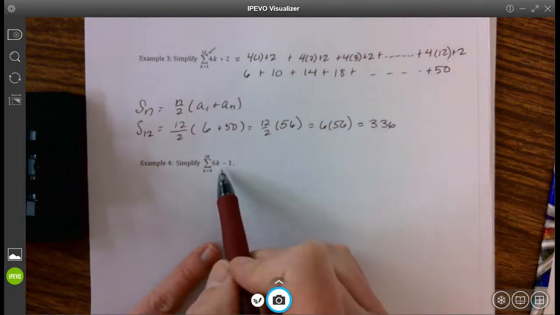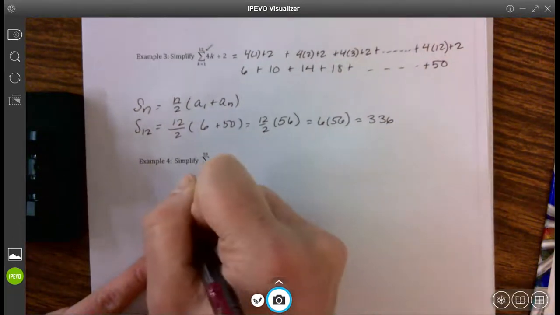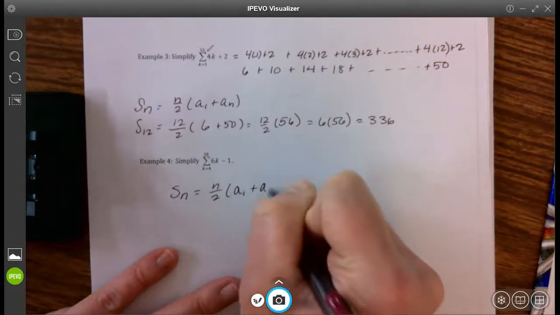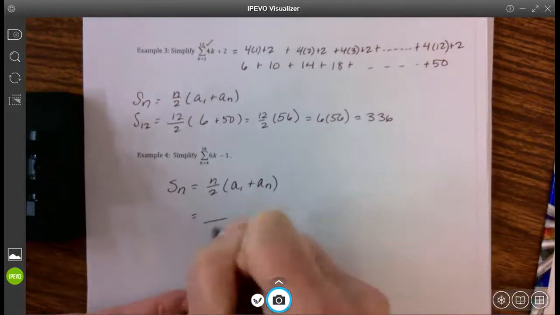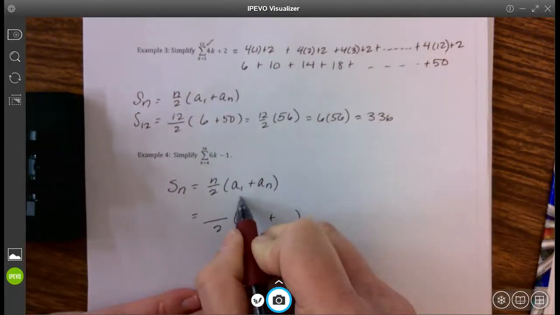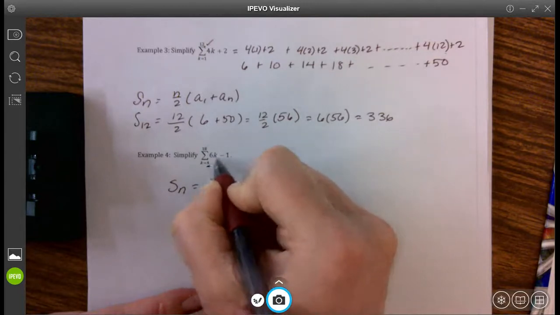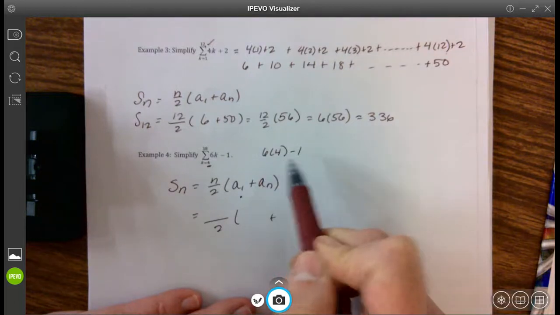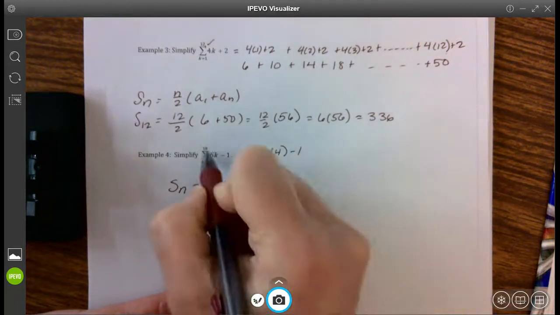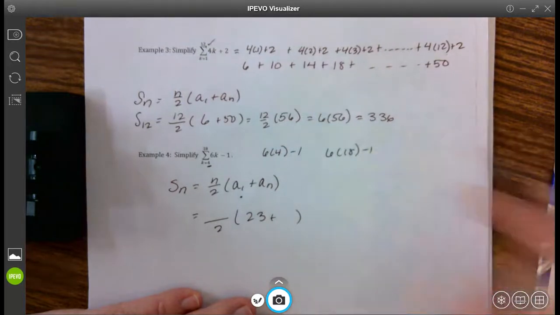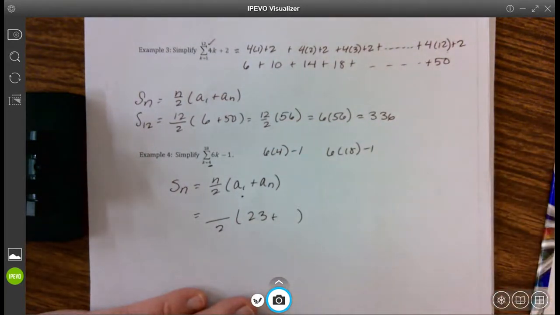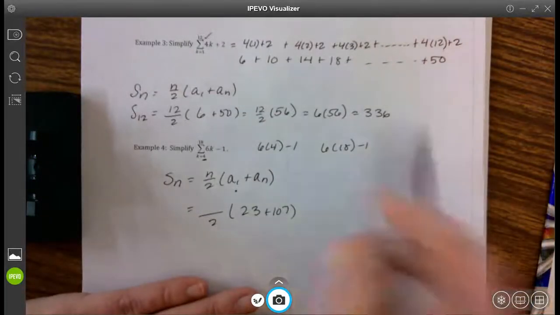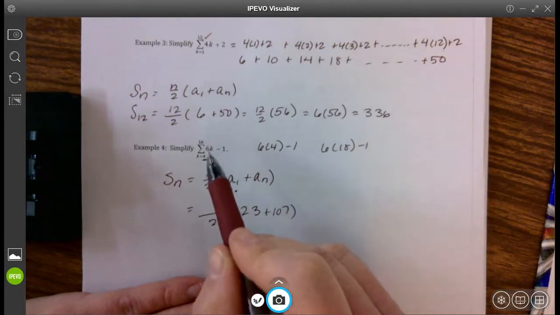Here, we're going to do the same thing. We're going to use our formula and substitute in what we know. Well, what's my first term? Oh, we start with 4. That's okay. So my first number is when we start with 4. 6 times 4 is 24 minus 3, 21. The last term is 6 times 18 minus 1, is 107. First term, last term.